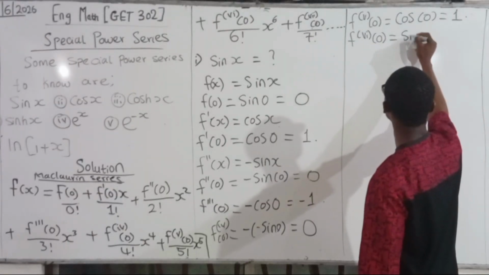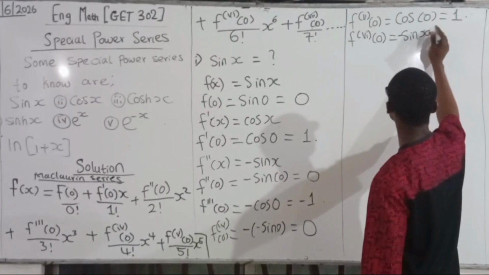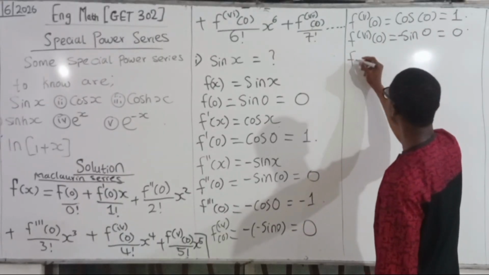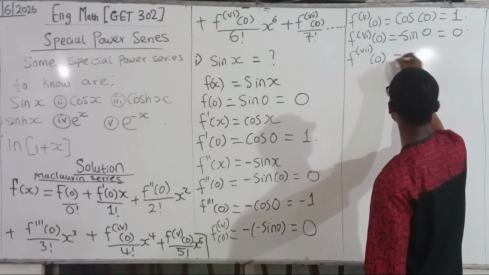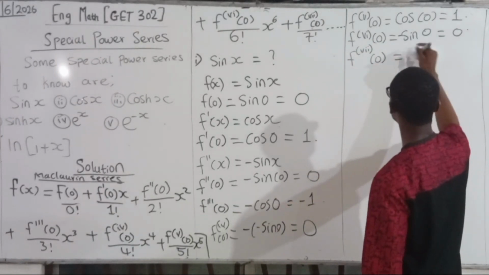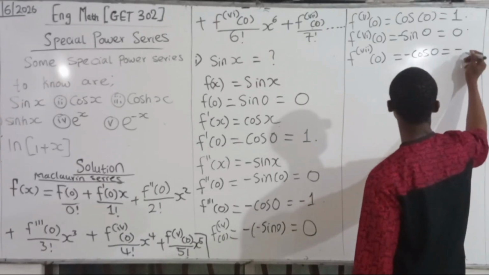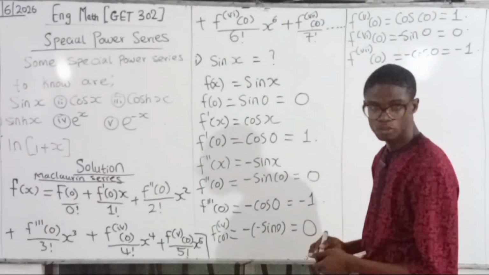It will give you sine? No, minus sine now. Minus sine 0, which will give you what? 0. Then if you go for the seventh, in terms of 0, what will you get? You get minus cos 0, which will give you what? Minus 1, right? Are we through?